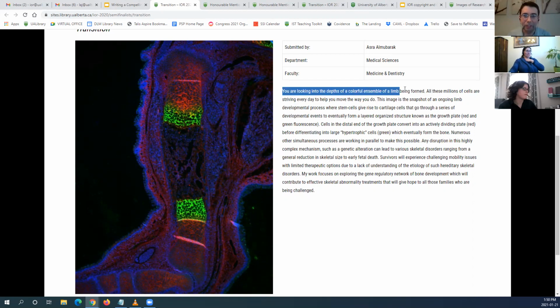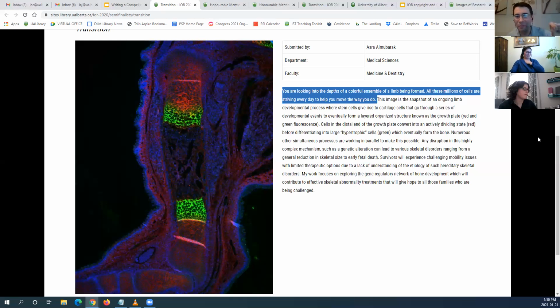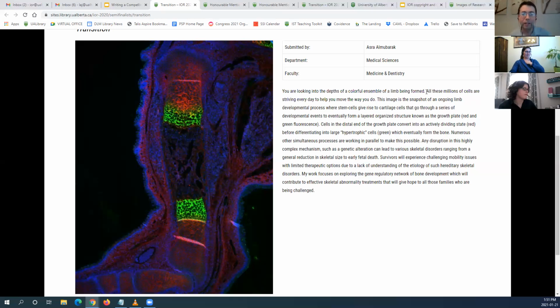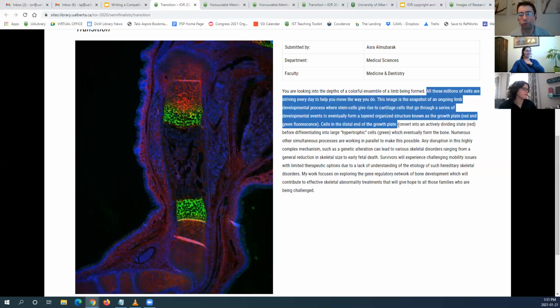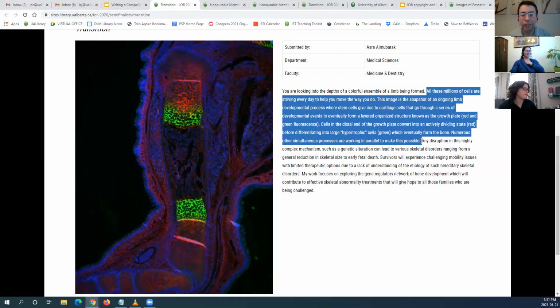So here we have an image that shows something going on. We don't know what. And the initial move in the description is to point our attention to, you are looking at a process, a limb being formed. And then the next few sentences explain step by step the process that you are seeing occur in this slide. If I remember right from the description, it's this really interesting project about how stem cells change into different kinds of cells and eventually become bones. You have this process of cellular change being represented in this image.